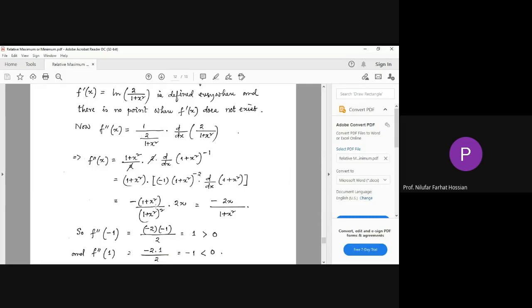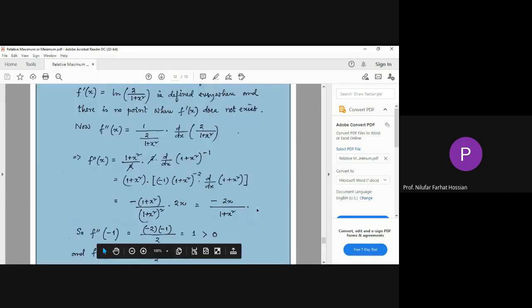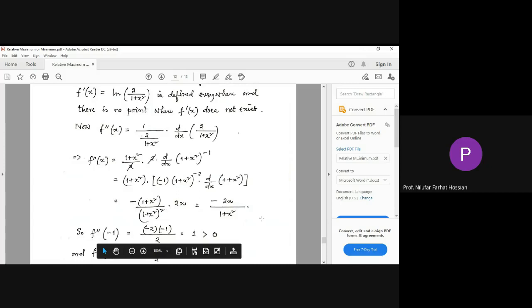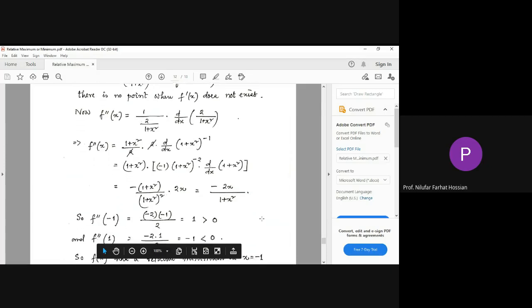Okay. So 1 power is cancelled. So the expression for the second order derivative is minus 2x divided by 1 plus x square. So this is our second order derivative.